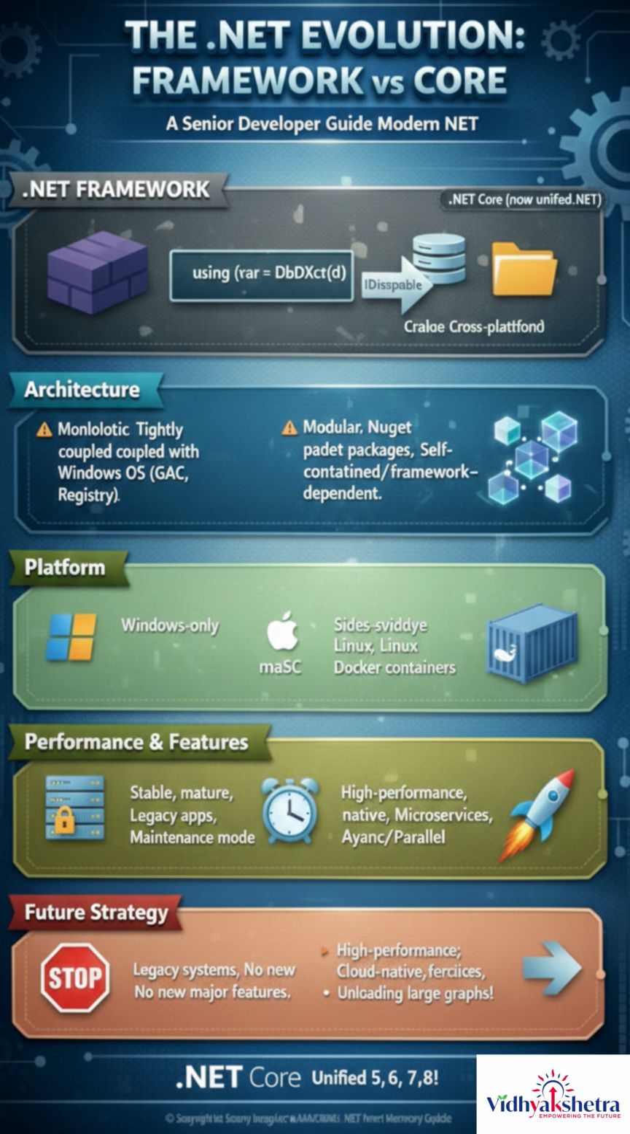From a senior perspective, the strategic difference is that .NET Core, now unified as .NET 5 and later versions like .NET 6, 7, 8, is the future of the platform. Microsoft has consolidated development efforts into the unified .NET ecosystem.